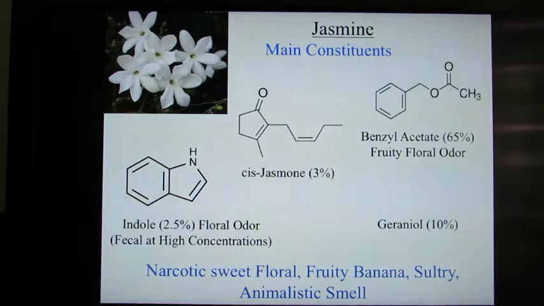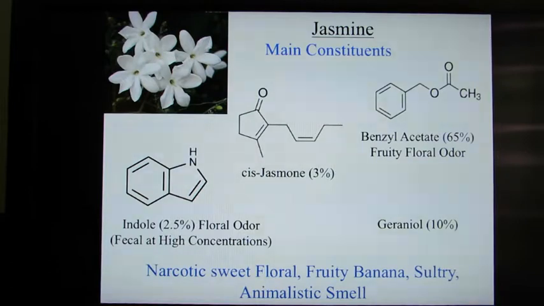You can see there's an aromatic ring, as we talked about in the last lecture, as well as an acetate group attached to it, an ester group. Cis-jasmone is only 3%, but again a strong constituent in the aroma of jasmine and specific to the jasmine. And here you have a 5-membered ring with a ketone group.